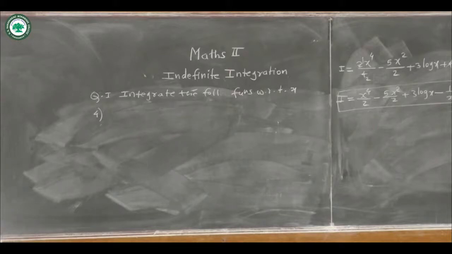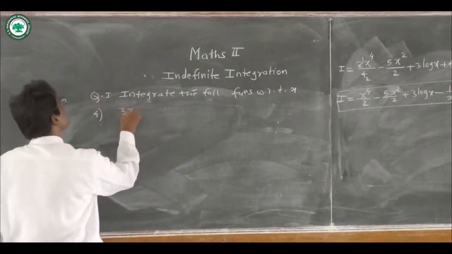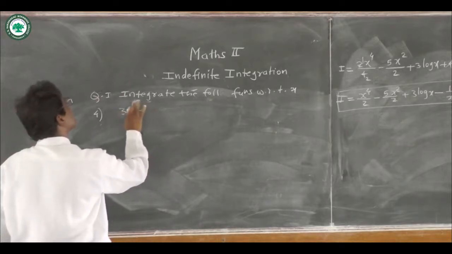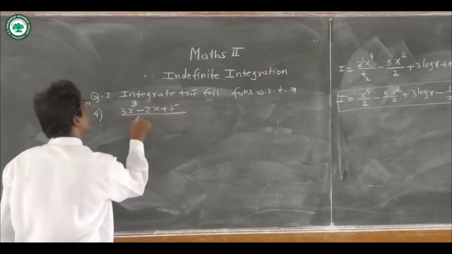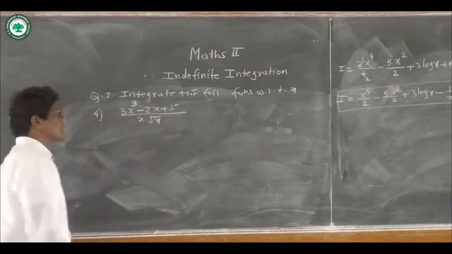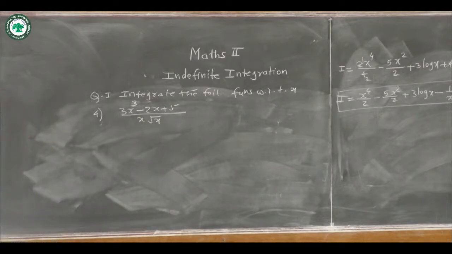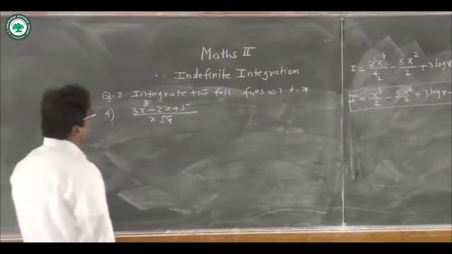3x cube minus 2x plus 5 upon x into root x. 3x cube minus 2x plus 5 upon x into root x.